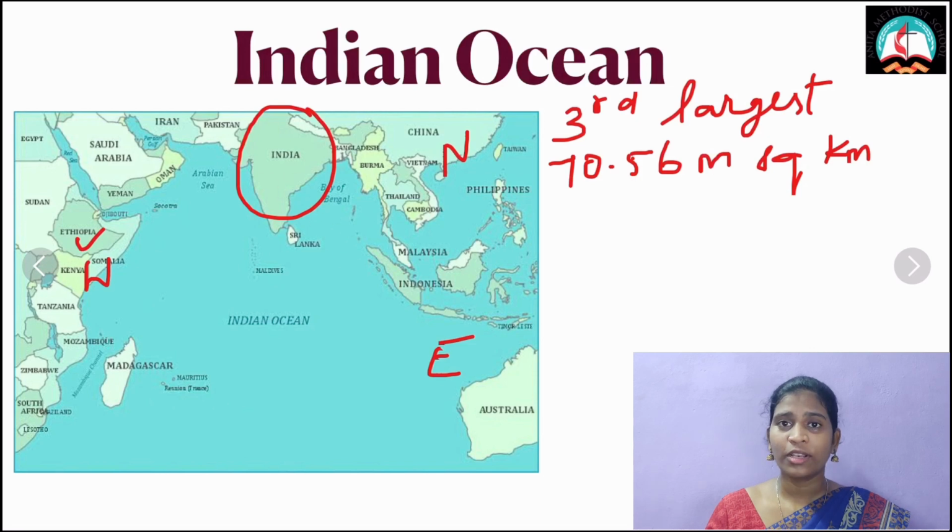The Bay of Bengal, the Arabian Sea, the Persian Gulf and the Red Sea are some of the important marginal seas of the Indian Ocean. And next comes the Southern Ocean.